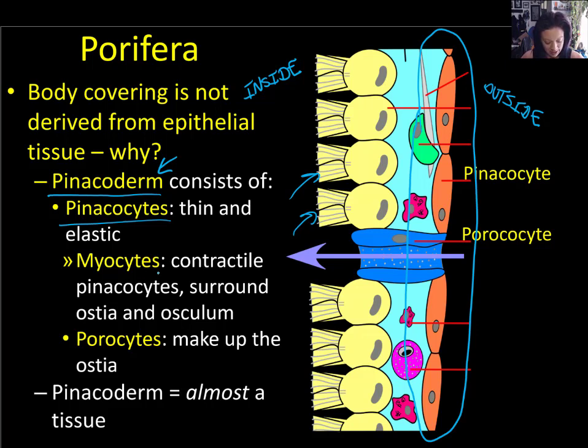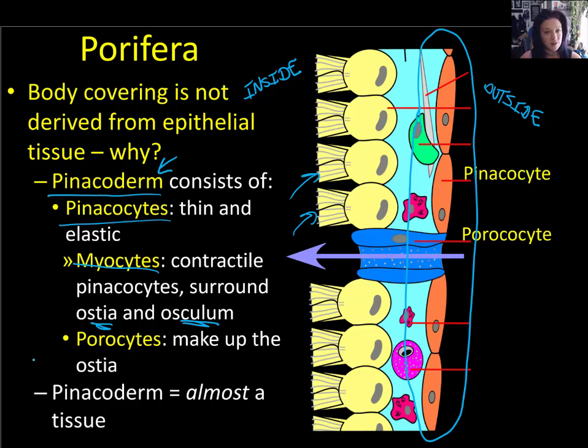For example, you have myocytes. Myocytes are contractile pinacocytes. Contractile meaning they can squeeze shut. You find them surrounding the ostia and the osculum. They allow the ostia to close and open adaptively. So if the sponge needs to shut itself off from the surrounding water for a while, it can actually close all of its ostia and end the flow of water through its canal system until it's ready to open them up again. Same thing with the osculum. Okay.